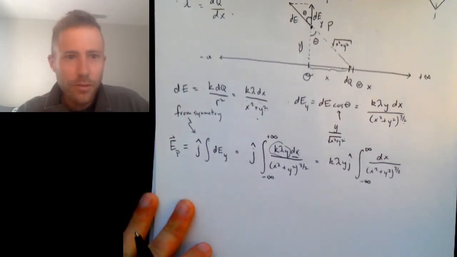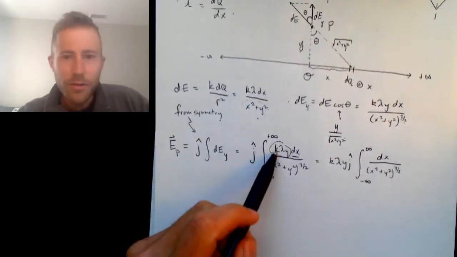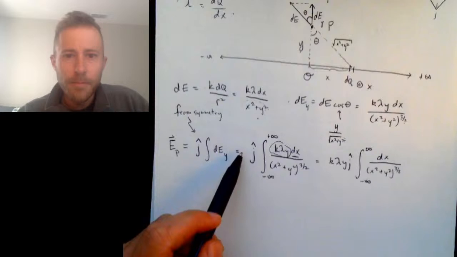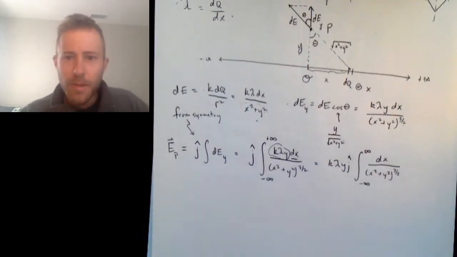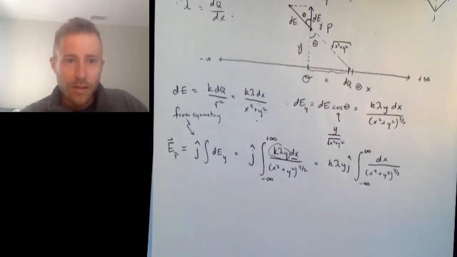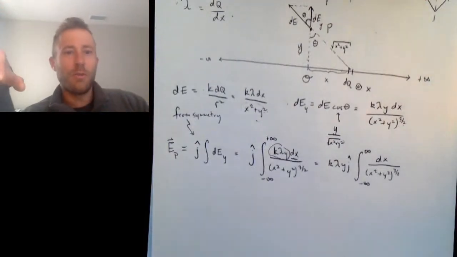I dropped out there for a second, so I'll explain that again. k, lambda, and y are constants, so I factor them out, and so you just have this. This is the integral we want to solve. Now, this is the point where we leave physics and we go to math.